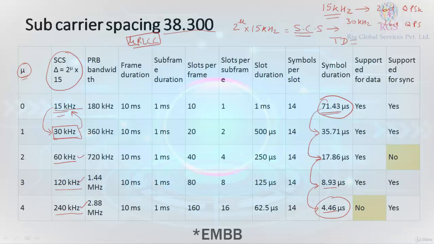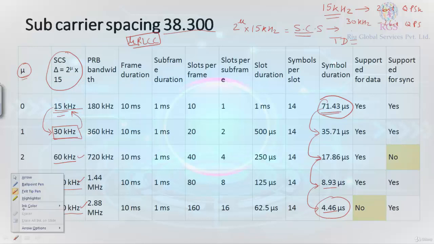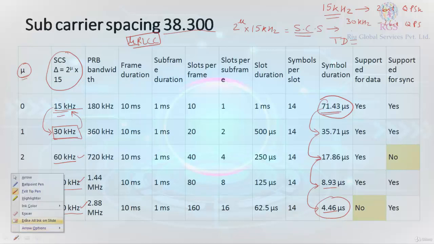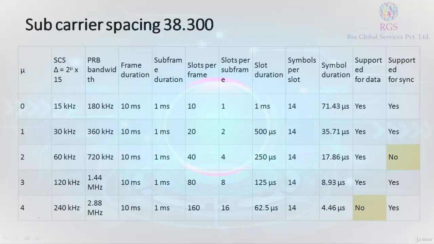For eMBB type services, where the throughput is the most important thing, we are going to be using the same 15 kilohertz as the subcarrier spacing. Okay. So now we are clear with this. Then the next thing is physical resource block bandwidth.